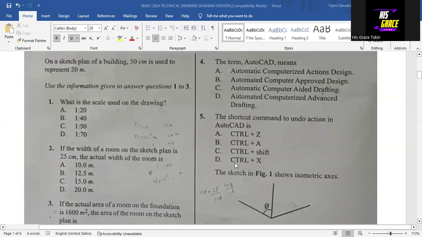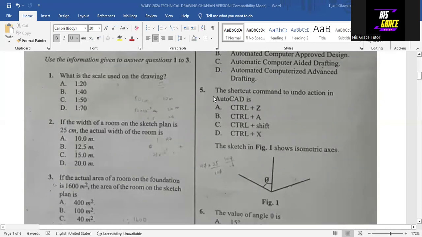Then we move to question 4. Question 4 says that the term AutoCAD means, so the answer to this question is option C, automatic computer aided drafting. Then question 5 says that the shortcut command to undo action in AutoCAD is option A, Ctrl Z. I think we are familiar with that, where on the computer we also use that same command to undo an action. So the answer to question 5 is option A.